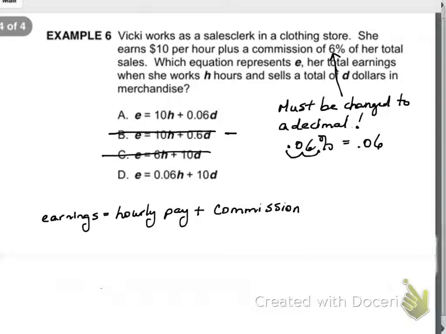All right, so again, the next question often is, where do the variables go? That's what you're going to have to ask on any of these: where do the variables go?